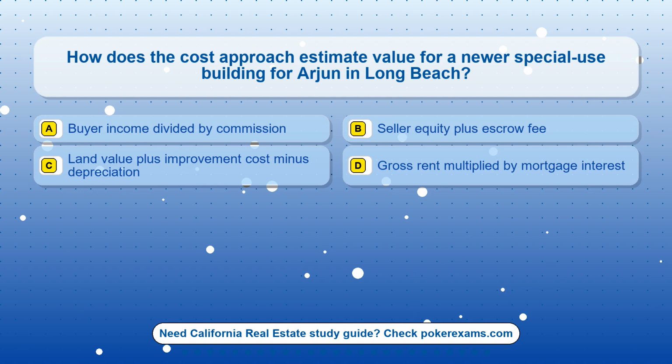Question 12. How does the cost approach estimate value for a newer special-use building for Arjun in Long Beach? Option A. Buyer income divided by commission. Option B. Seller equity plus escrow fee. Option C. Land value plus improvement cost minus depreciation. Option D. Gross rent multiplied by mortgage interest.